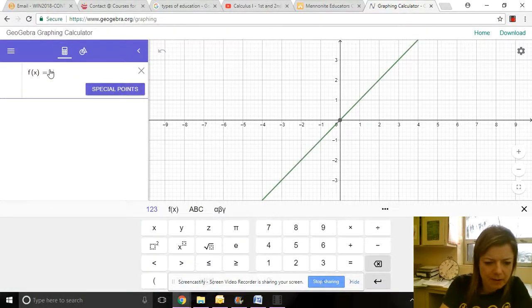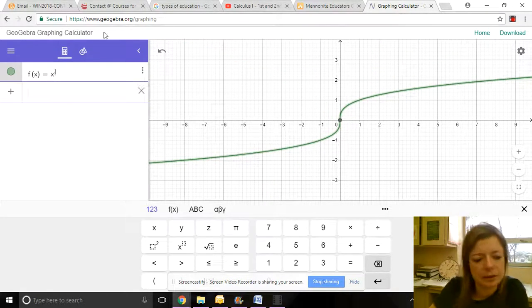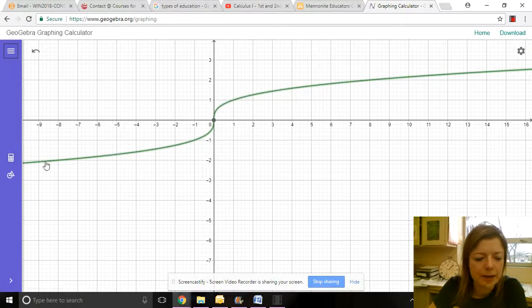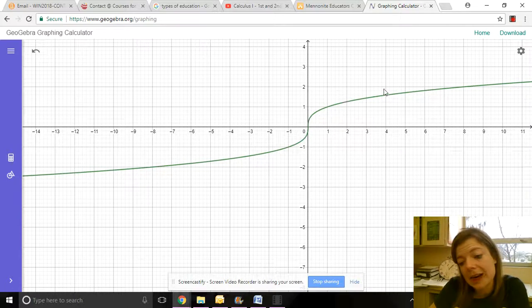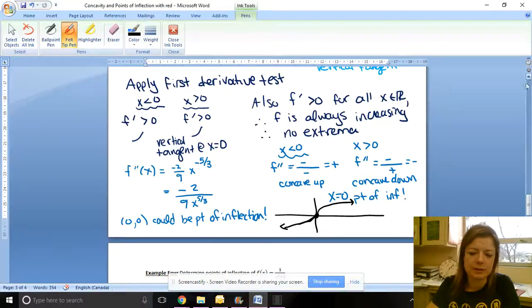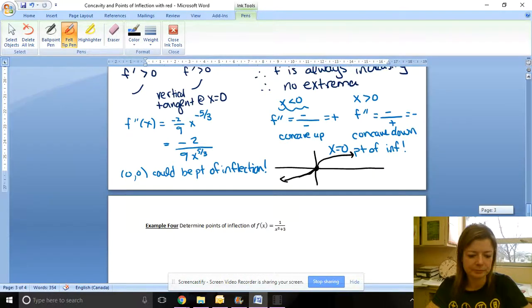X to the power of 1/3. So there you go. That's what it looks like. Okay. So again, that section here, it's concave up, but it's always increasing. And then right here, we would have a vertical tangent, but it's still a function. And then it changes to concave down, but it's always increasing. Okay, and calculus allows us to find those features.